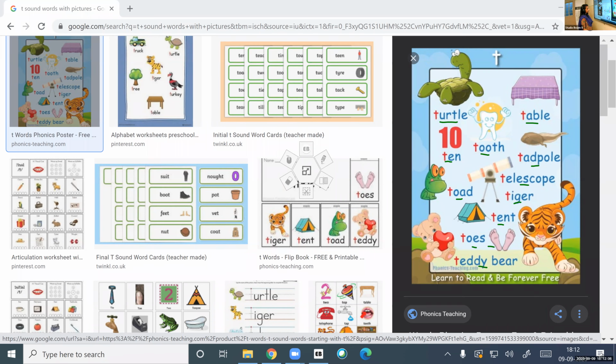Tractor. Table. Very good. Ten. Okay. Tooth. Tiger. Tadpole. Then. Cat. Telescope. Okay. Tent. Okay. Toes. Teddy bear. Very good. Very good.